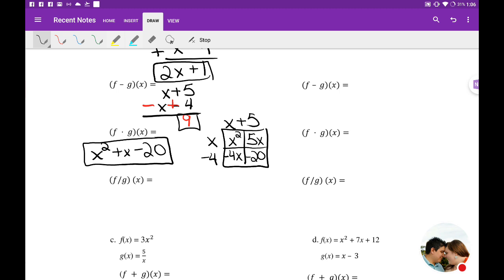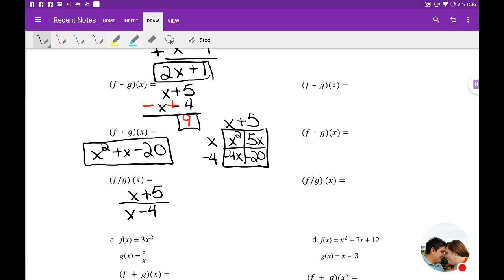For division, we have x plus 5 and then x minus 4. I'm not actually going to make you go through polynomial division. You just have to set it up. Now let's take a look at this denominator. Remember that a denominator can never completely equal 0. When that happens, we have something that's called undefined.